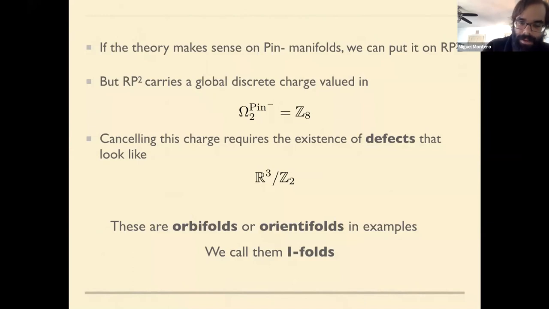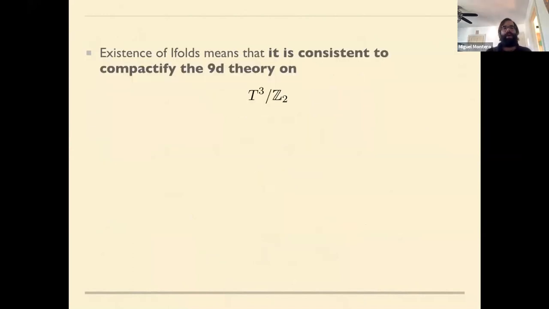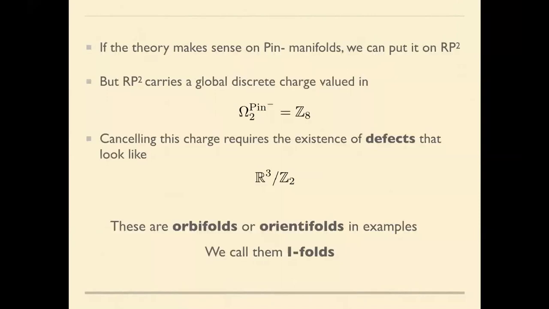Okay. So we call these guys I-folds. The way you are deducing the existence of this type of defect is just that the base of the cone is RP2. The base of this cone is the RP2, right? That's where we are saying the defect is, the point at the tip of the cone. Okay. Exactly. It's whatever is there.